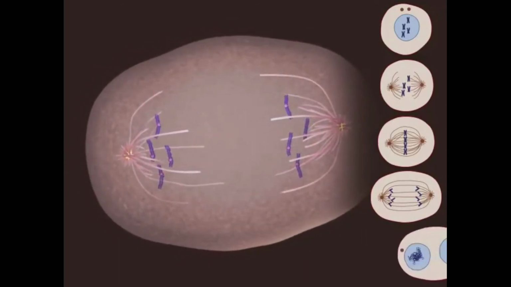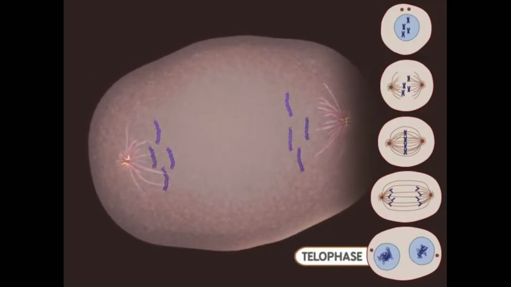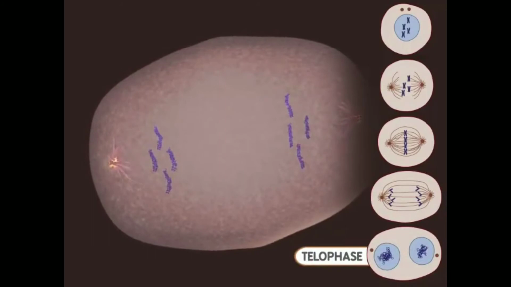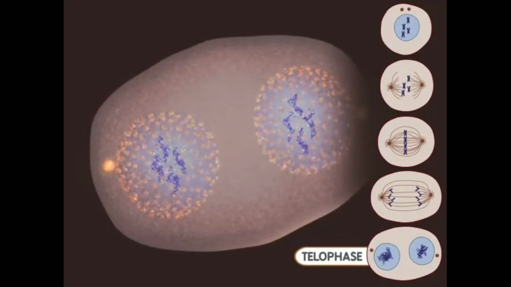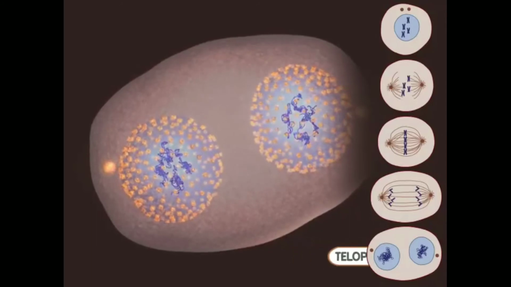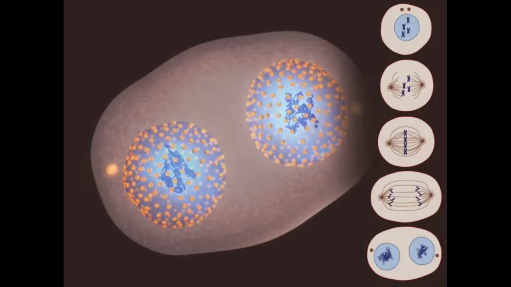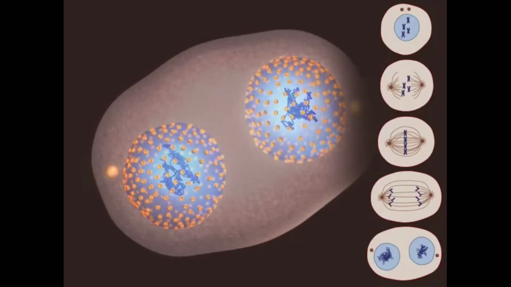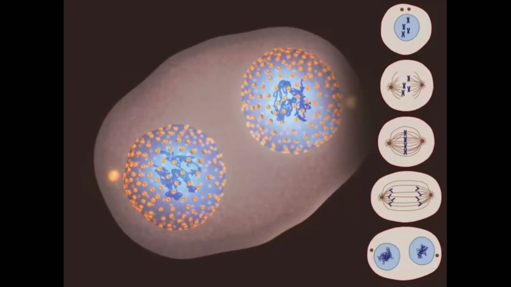Telophase. Mitotic apparatus is disorganized. Chromatids disappear as chromatin. Nuclear envelope is reorganized. Telophase is opposite to prophase.